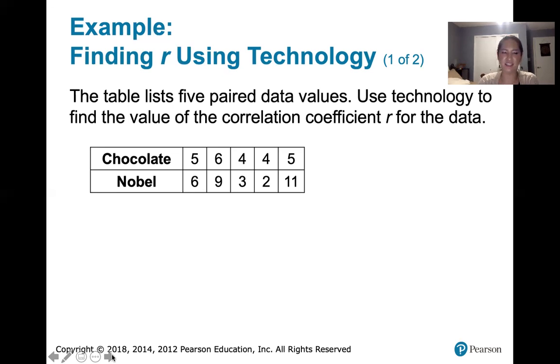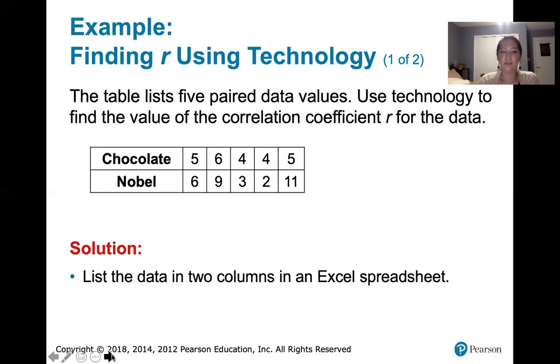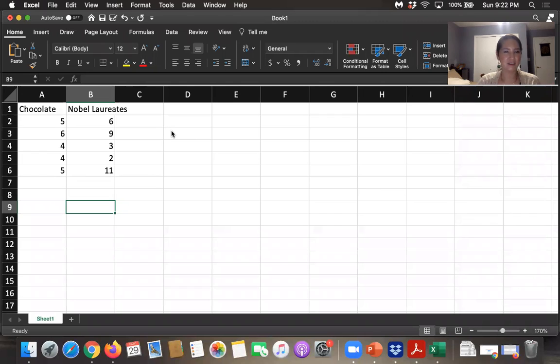Well, we could use technology to answer that question. In order to do that, I would list the data in 2 columns in an Excel spreadsheet, and then I will use the Pearson function, as I mentioned. So let me show you how to do that in Excel now. So this is actually very simple.